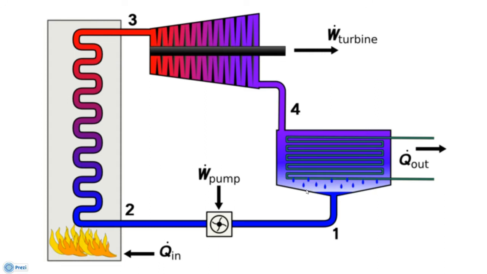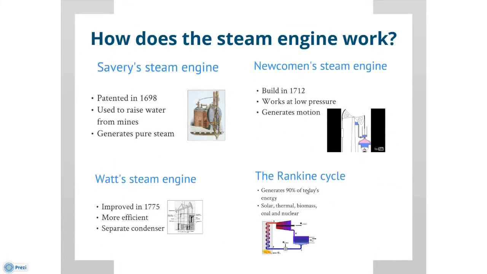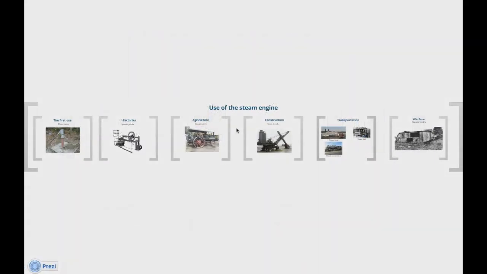The basic principle behind the steam engine has continually been refined and is today used to produce 90% of the world's energy. The groundwork laid by Thomas Savery and improved by Newcomen and Watt more than 300 years ago continues to benefit modern society. Now we're going to take a look at the use of the steam engine.